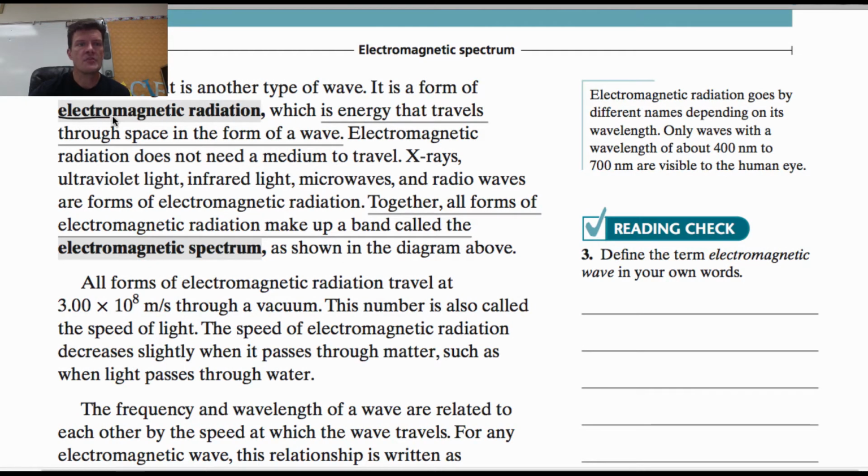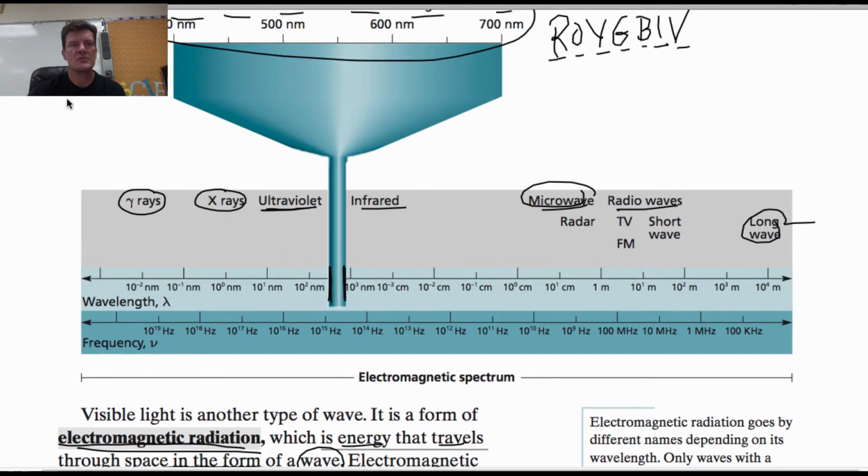All right, you should define electromagnetic radiation. It is energy that travels through space in the form of a wave. Make sure that is in your notes. And the electromagnetic spectrum is all forms of that electromagnetic radiation that I just talked about right up here. Okay?